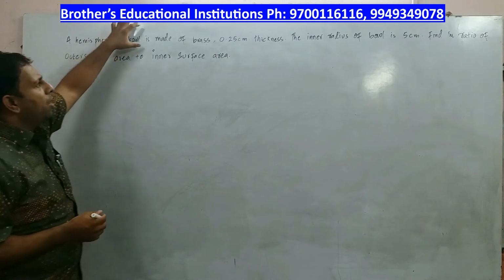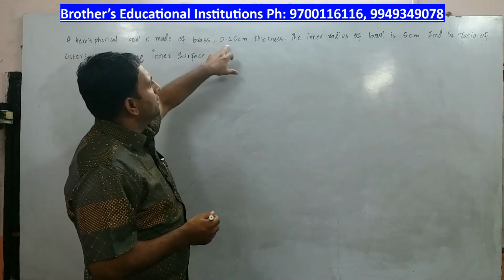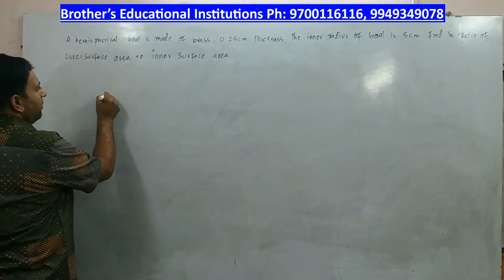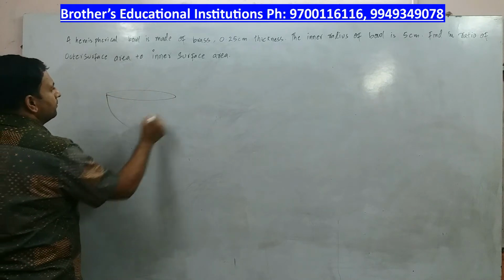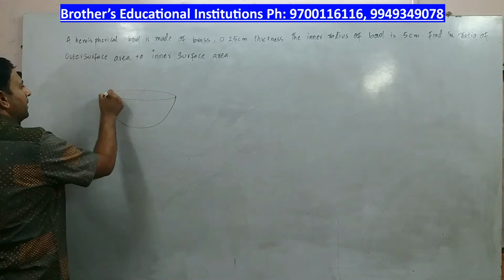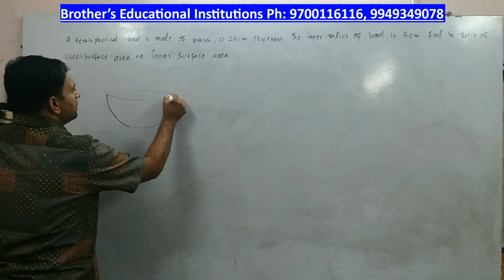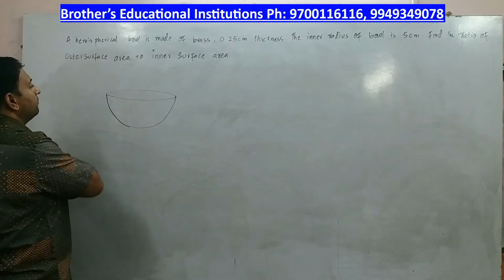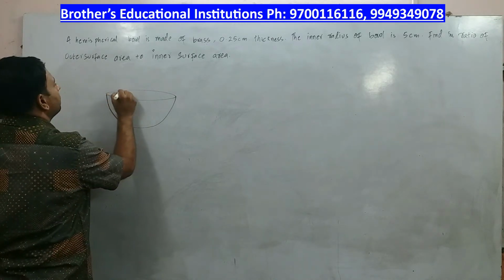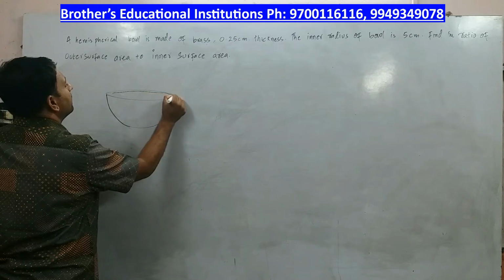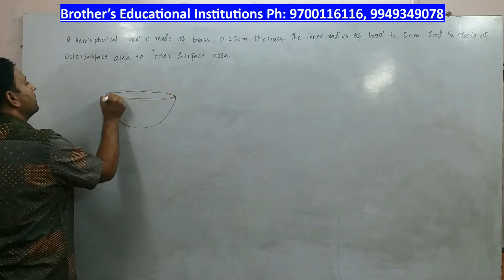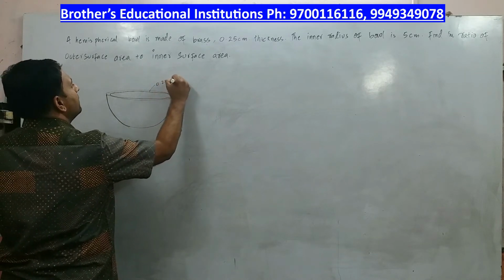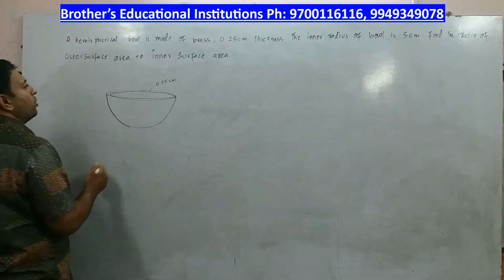A hemispherical bowl is made of brass, 0.25 centimeters thickness. So there is a bowl here made of brass, and the thickness of the bowl, right? So let me draw this properly for you. It is having some thickness, right? So this thickness is 0.25 centimeters. All right. The thickness is 0.25 centimeters.